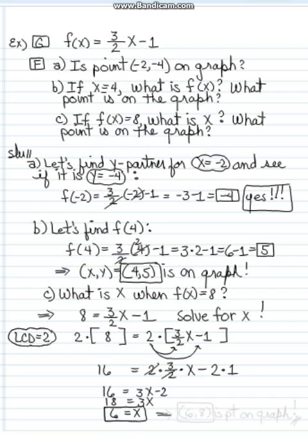And that implies that we have the ordered pair. Well, we found x equals 6. But what was y? Y was f of x. In other words, it was f of 6. It's equal to 8. That is the point on the graph. Done.